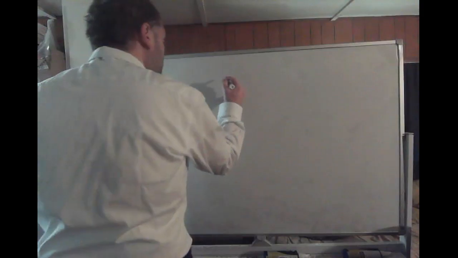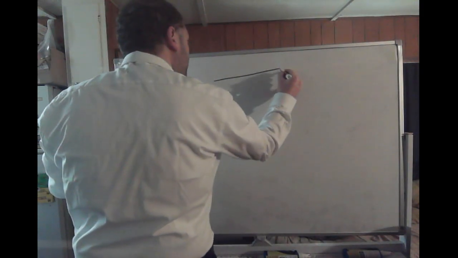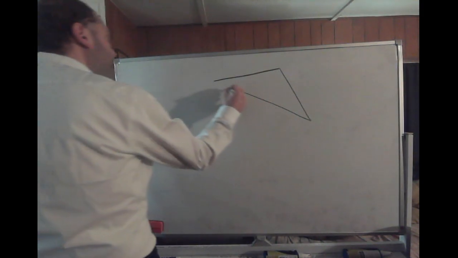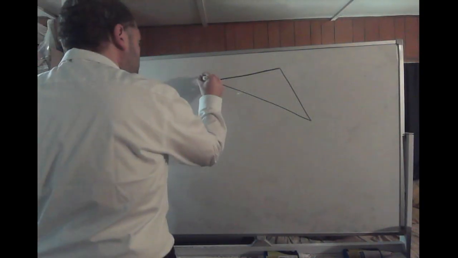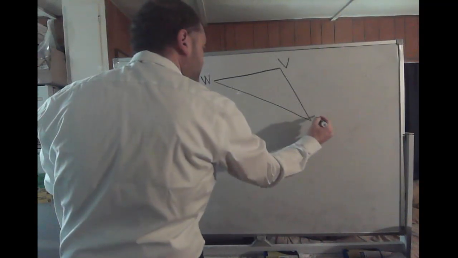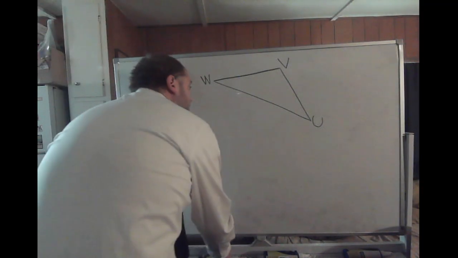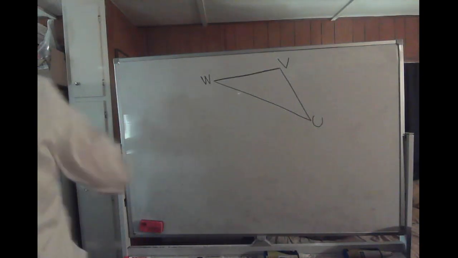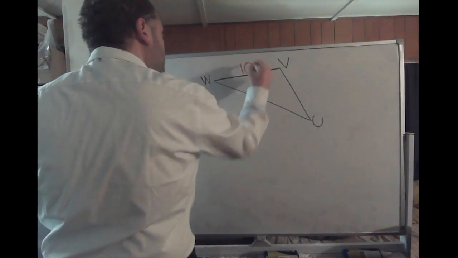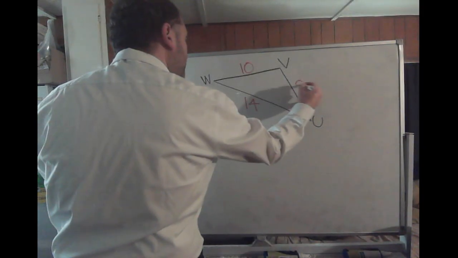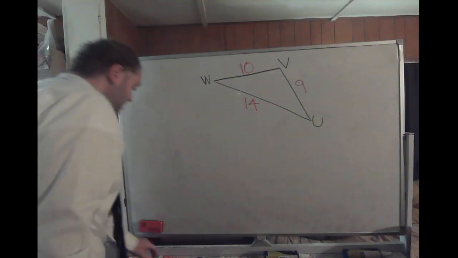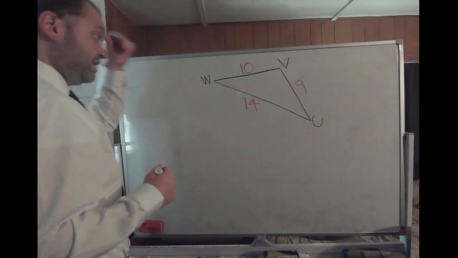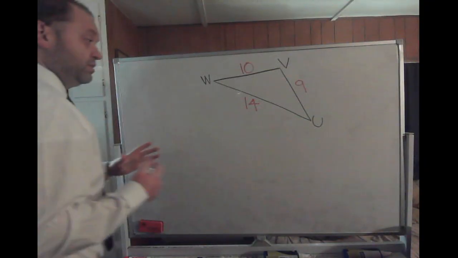Now, what's next here? Let's do another one. What's this triangle going to be called? WVU. What do we have here for lengths? 10, 14, and 9. Again, I apologize, it's not the most scale drawn, but you'll get the point here. So we're given three sides of the triangle WVU.